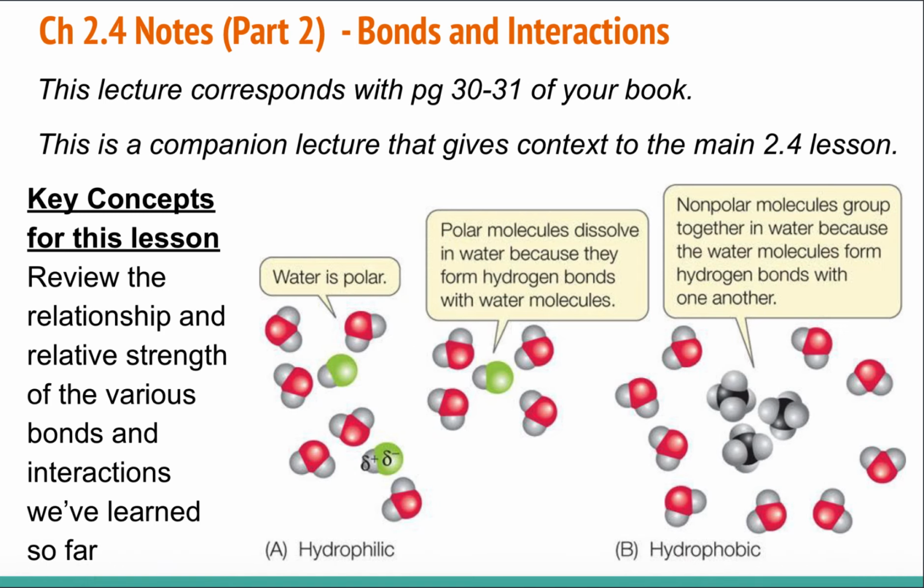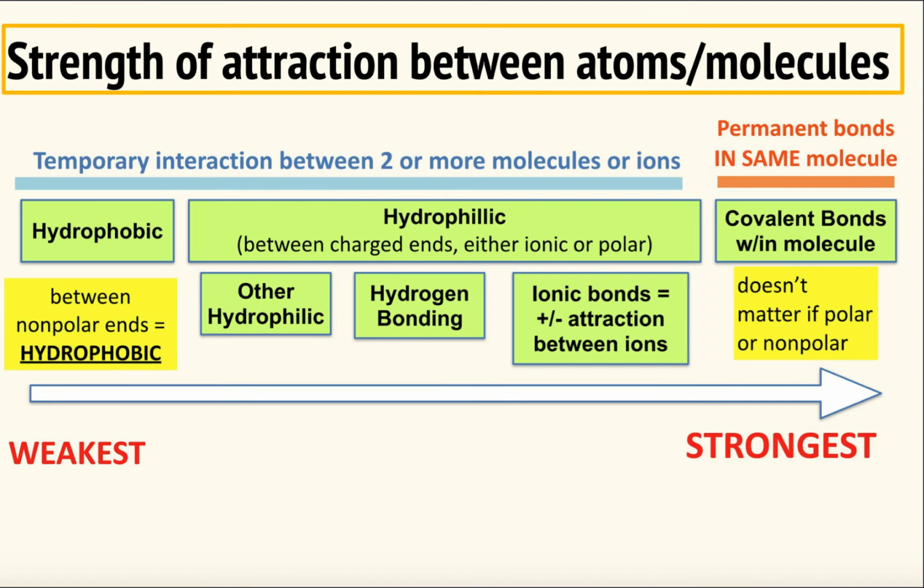Hi everyone. So this lesson corresponds with 2.4, but it's more of a companion piece. Your main lecture on 2.4 has basically all the definitions and stuff you need, but with this lesson I'm going to go over the context of how the different bonds and interactions that were mentioned in chapter 2.3 and 2.4 compare to one another. So this is the most critical slide to get down.